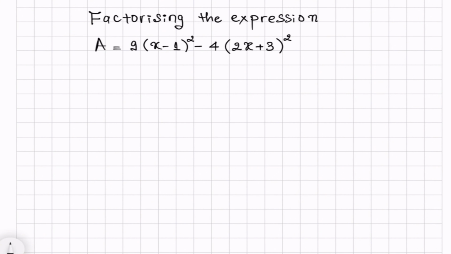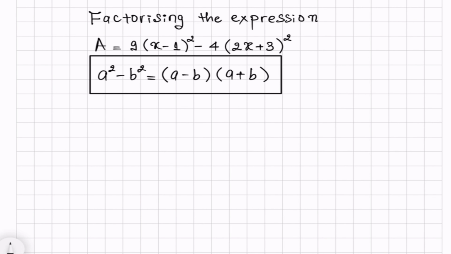What we have to do is remember the formula a squared minus b squared equals (a minus b) times (a plus b). So this formula we are going to use in this question. Our question is: 9 can be written as 3 squared times (x minus 1) squared, minus 4, which can be written as 2 squared times (2x plus 3) all squared.